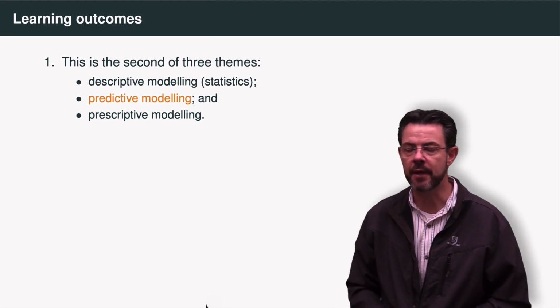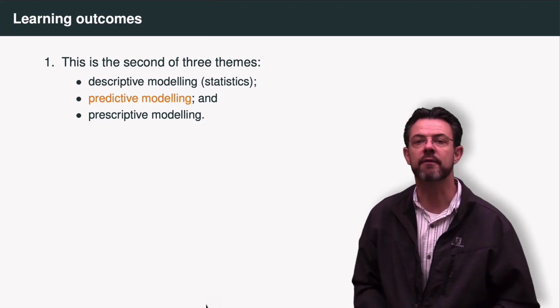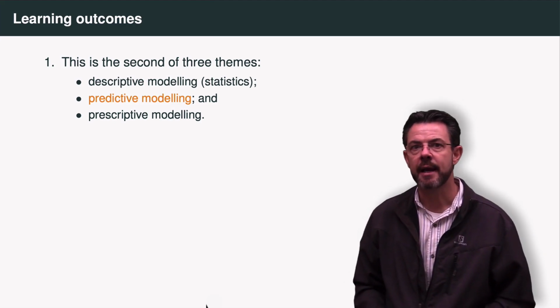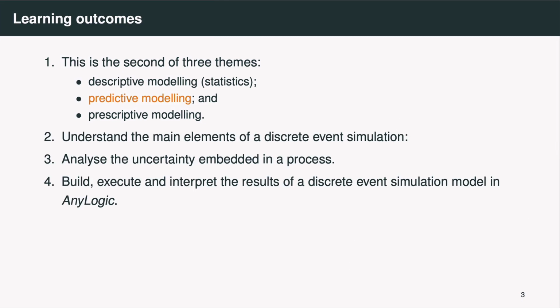In the third theme, we're going to look at prescriptive modeling, where we become a lot more prescriptive and apply optimization, specifically mathematical programming. Now, it is important from a learning outcome point of view that you understand the main elements of a discrete event simulation model. We focus specifically on discrete event simulation in this theme at an undergraduate level, and then at an honors level we build on top of that, focusing a little more on agent-based modeling, which is a different form of simulation.